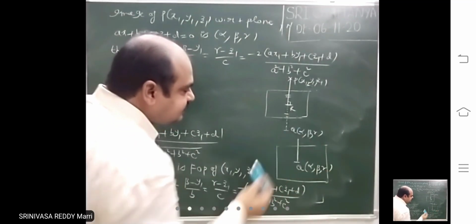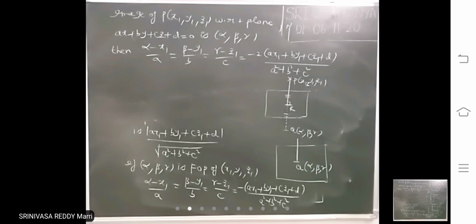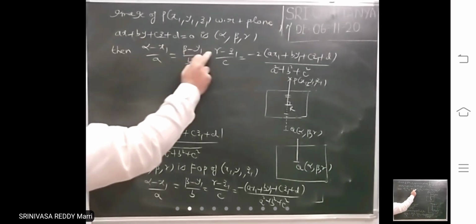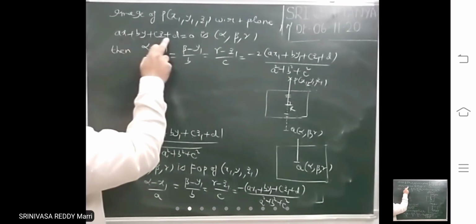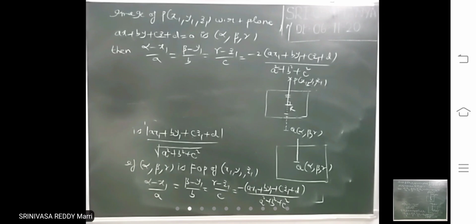For calculating the image point, this is the formula. x1, y1, z1 will be given to you and the plane will be given to you, so A, B, C you will know, and x1, y1, z1 you will know. Use this formula.